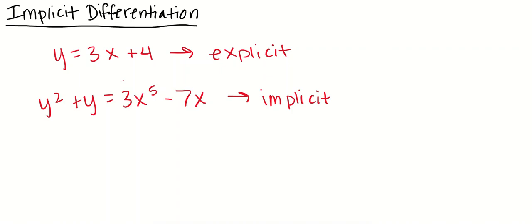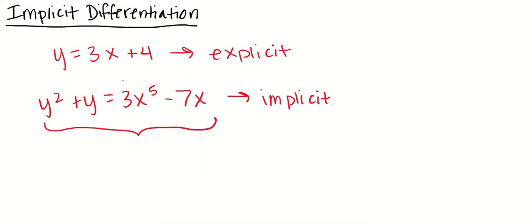In order for an equation to be explicit, we need to know exactly what one y is equal to in terms of x. But over here in this equation, we have y squared plus y is equal to 3x to the 5th minus 7x. So we don't have one y over here. That is what makes this an implicit equation. The relationship between one y and x is not super obvious. So this is why we might need something called implicit differentiation, if we are given an equation that looks like that and we are asked to take the derivative of it.